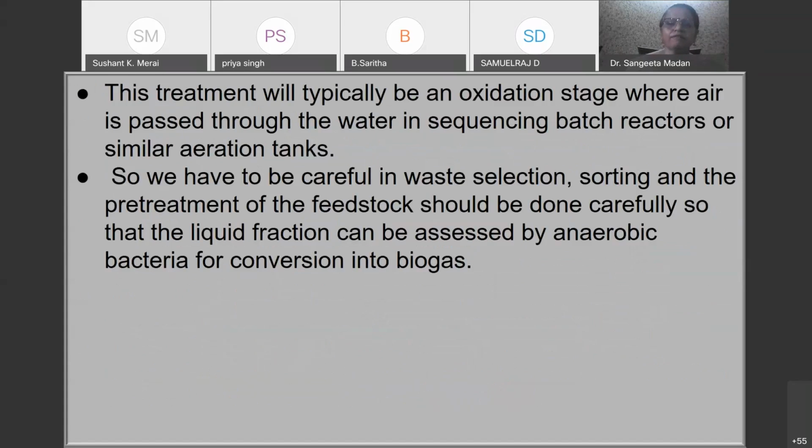This treatment will be an oxidation stage where air is passed through the water in sequencing batch reactors or a similar aeration tank. So we have to be careful about the type of waste we are using, sorting that particular type of waste, and what pre-treatment we are giving to that feedstock, so that the liquid fraction can be assimilated by the anaerobic bacteria for conversion into biogas.